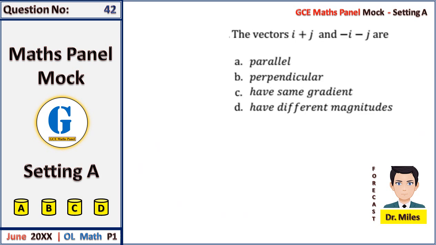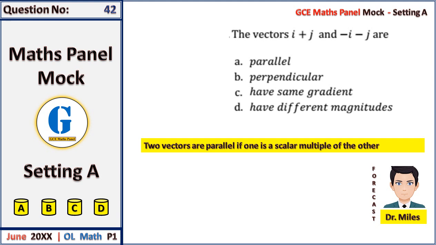Question 42. The vectors i plus j and minus i minus j. Two vectors are parallel if one is a scalar multiple of the other. When we factorize the second one, we have minus 1 times (1 plus i), which is equal to the first vector. So we conclude that these two vectors are parallel.